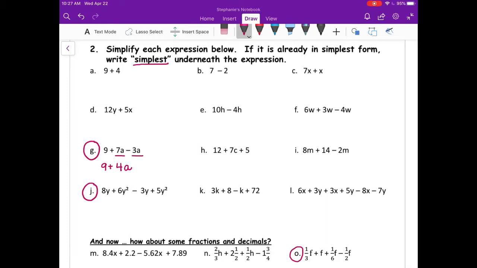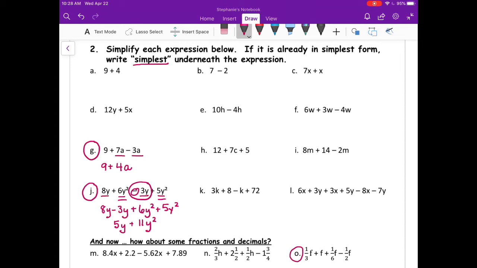Let's look at J. 8y plus 6y to the second minus 3y plus 5y to the second. Again, I'm looking for like terms. 8 and 3 both have a y, and 6 and 5 both have y to the second. Now I'm going to rewrite my problem so that I have like terms beside each other. 8y minus 3y plus 6y to the second plus 5y to the second. And then I'm going to combine those. This leaves me with 5y plus 11y to the second. Now be careful when you're rewriting your problem. You want to make sure that you keep your operation sign, so your plus, minus, division, or multiplication sign, in front of the term that it goes with.